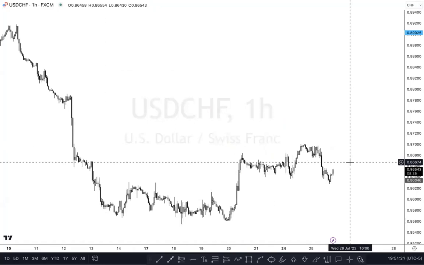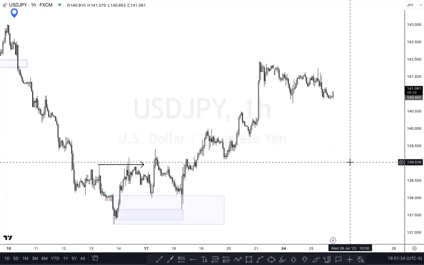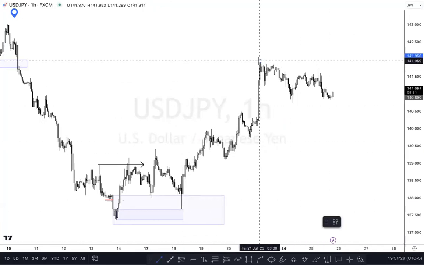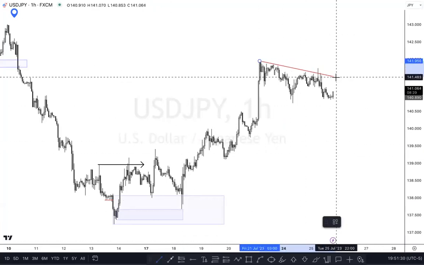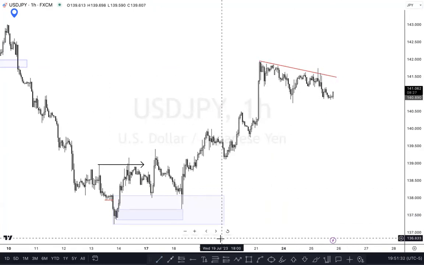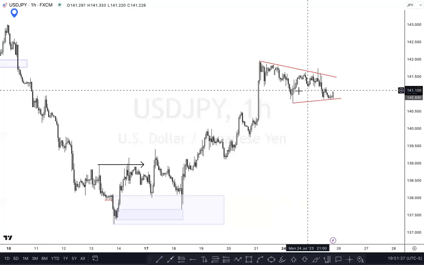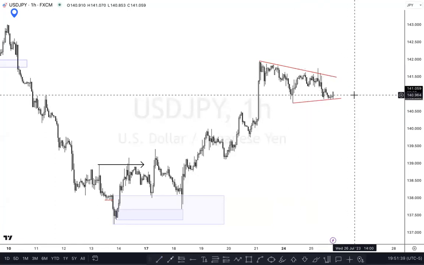USD CHF, same thing. I'm not really looking for anything there. USD JPY, a lot of squeezing. So when I look at this, I see that the market's trending this way, and it's kind of squeezing in both ways. So I'm not really forcing any ideas over here. I'm good on staying out of all of that.